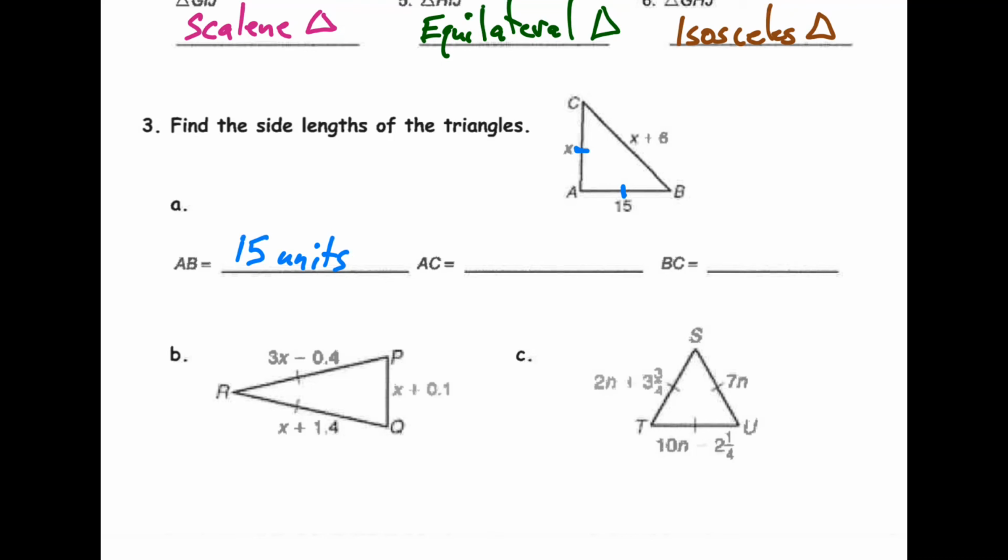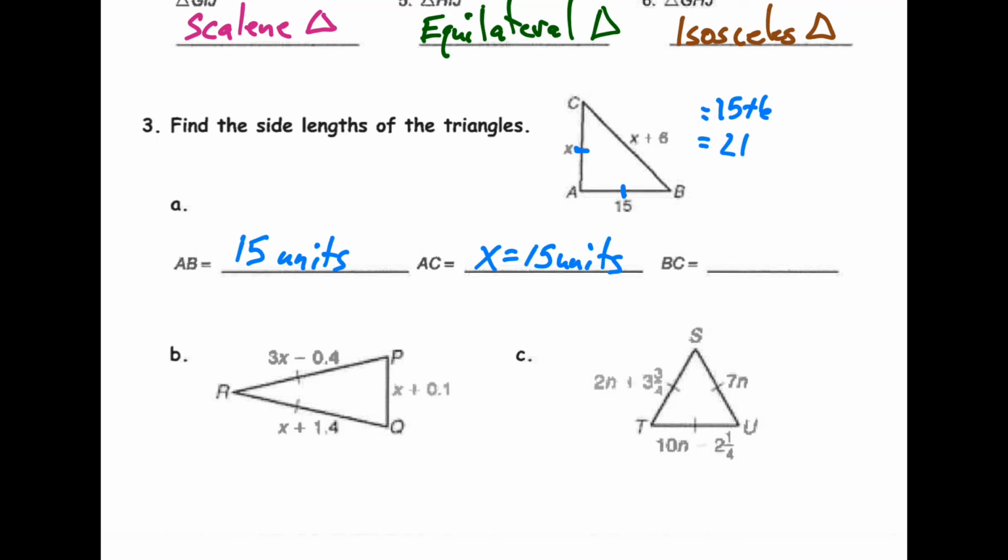So AC is going to be X, but if we know they're congruent, we also know that X is going to equal 15 units as well. And then BC, since we now know what X is, we can plug it in, and we can say 15 plus 6 equals, well, that equals X, but then that's going to equal 21 right there.